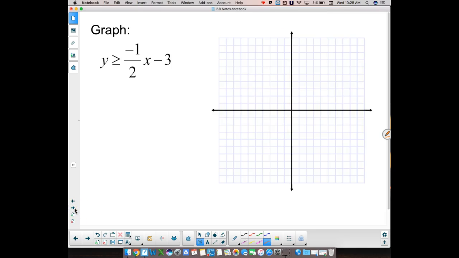So I want to graph this line. So the first thing is I am thinking here about this as an equal sign. I'm thinking about y equals mx plus b. Okay? That's what I'm thinking about right now.